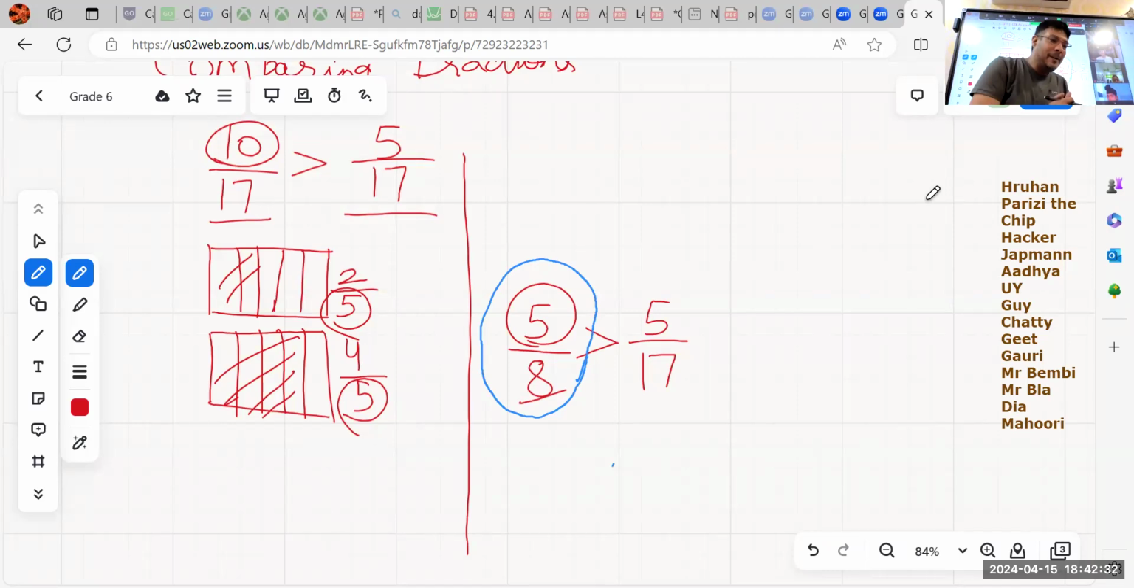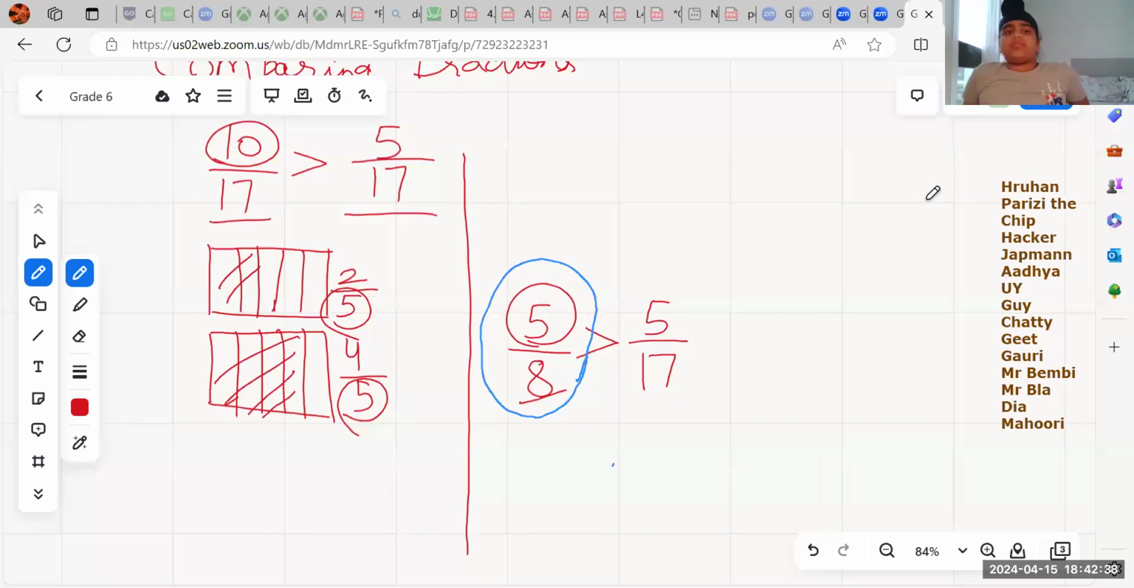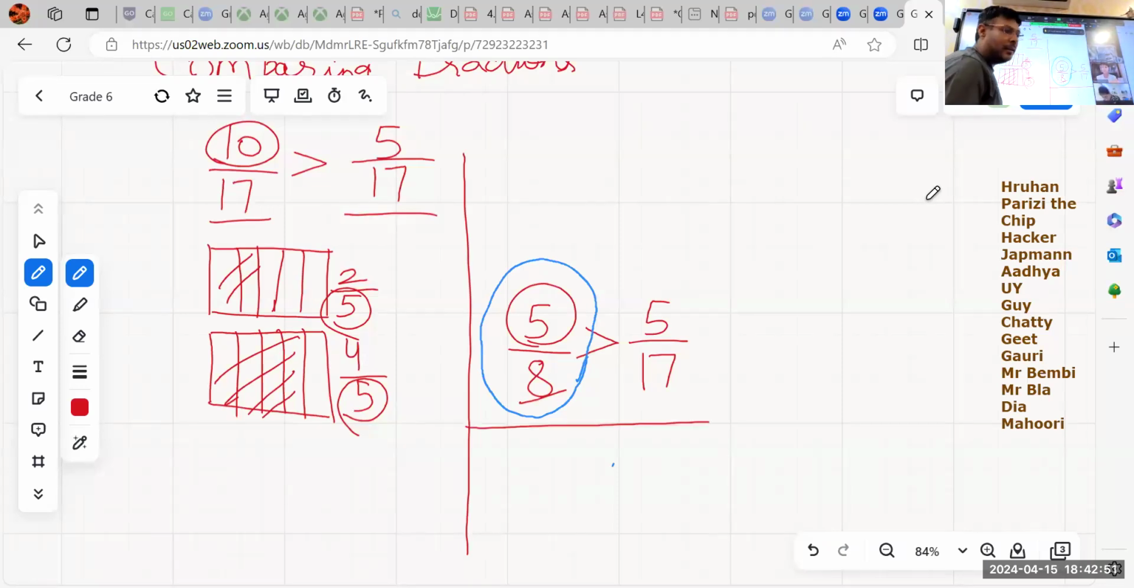Okay, Mr. Bambi, yes, sir. I hope I have made myself clear. Sir, have you made yourself clear? Sir, what do we do with the equivalent fractions? Like 1 by 2, 2 by 4, then they are equal. So, may I have the pleasure of having all your eyes on the screen? All the 4 eyes on the screen.